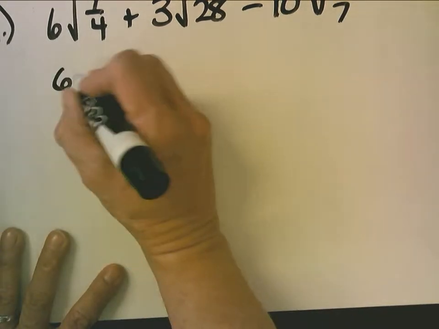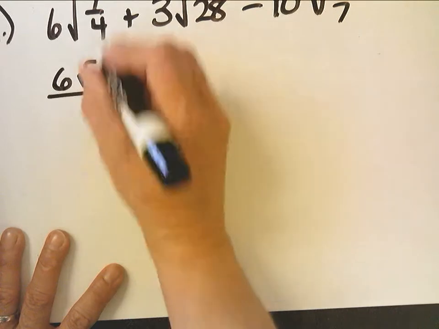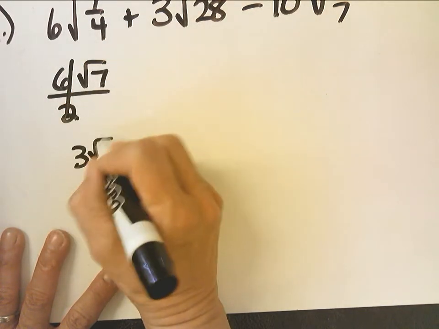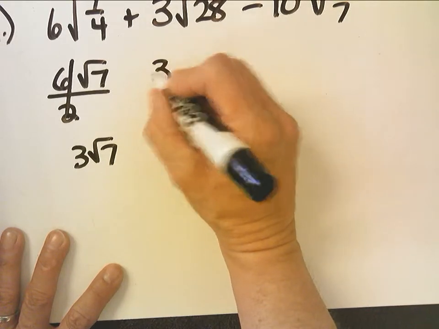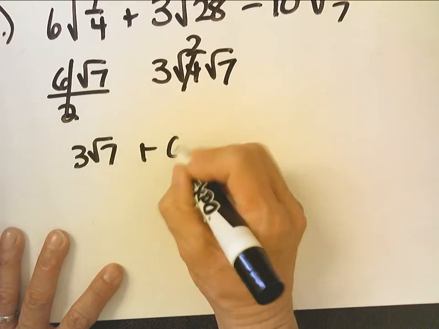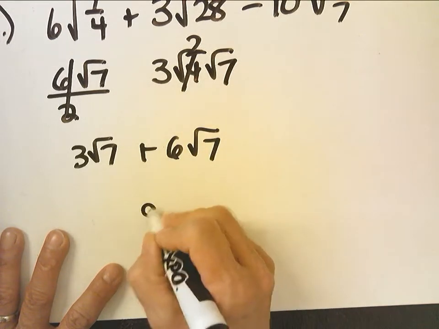So I'm going to change this to 6 root 7 over root 4, which is 2. So that becomes 3 root 7. This becomes 3 root 4 times root 7. That's a 2. So this is 6 root 7. So that's 9 root 7.